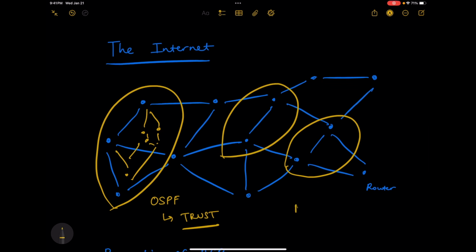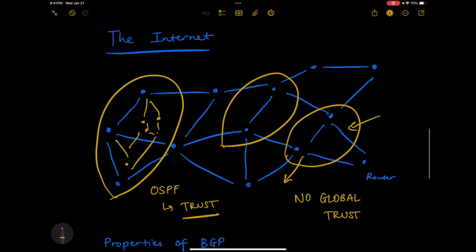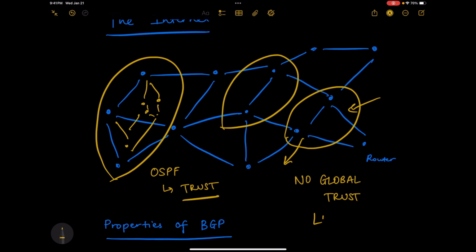On the internet, there is no global trust, as each of these networks are owned by separate organizations. Each of these organizations wants control over which routes it advertises, how traffic enters its network, exits its network, and which routes it should accept. This lack of trust, combined with the large scale of the internet, makes protocols like OSPF unsuitable for the net. This led to the birth of the Border Gateway Protocol.